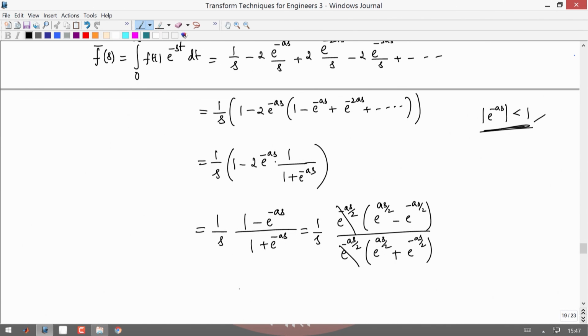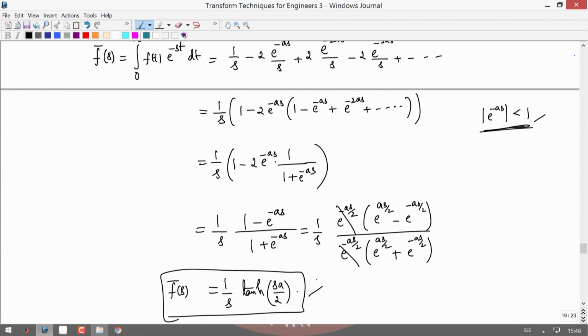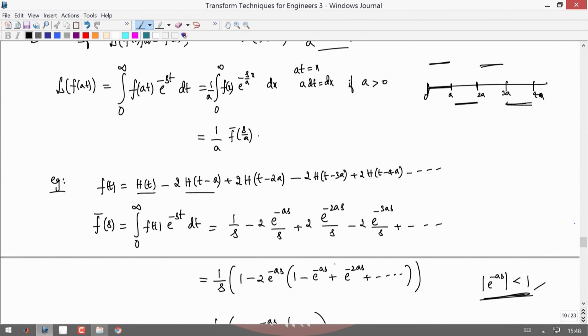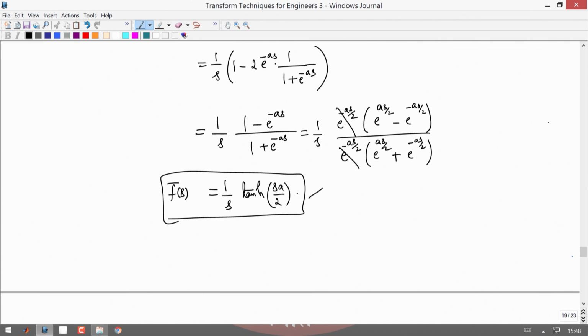So this gets cancelled, and what you have is 1 by s times, this is nothing but tan hyperbolic sa by 2. So this is exactly the Laplace transform of such a function, a periodic wave function which repeats. So that is the Laplace transform, which you can calculate easily.